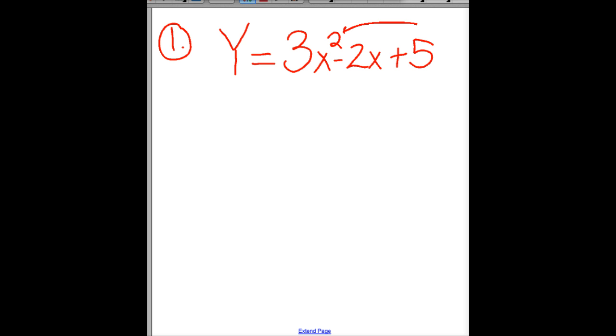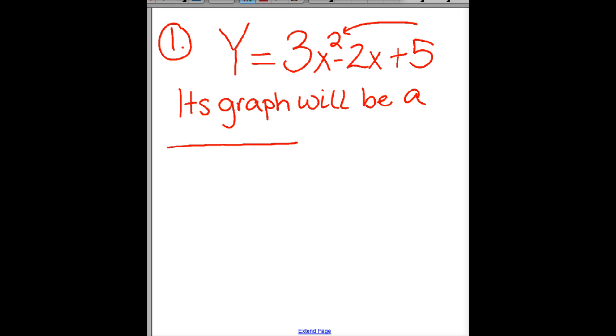So let me put a quadratic equation down, and we're not going to graph it by hand yet, but I'm going to say y equals 3x squared minus 2x plus 5. Again, this makes it a quadratic equation. Its graph will be, what do we call those graphs? Its graph will be a parabola. So before we go graph it on our graphing calculator, let's see if we know the words for it. So its graph will be a parabola.